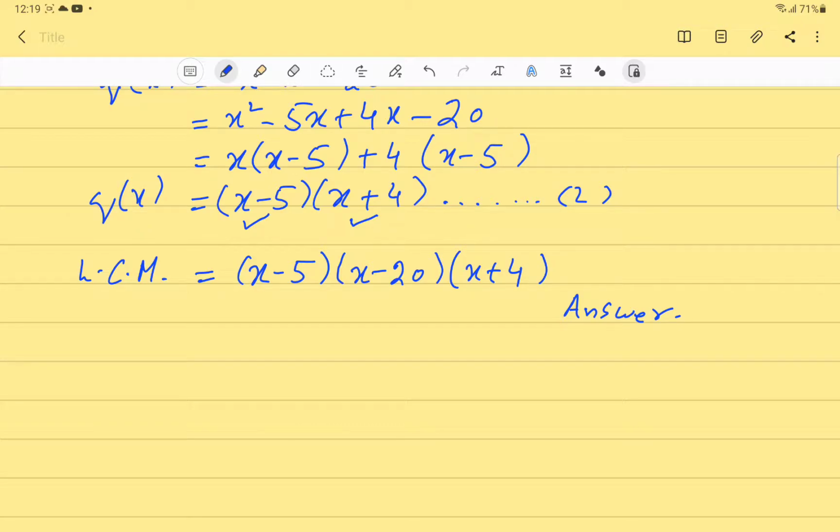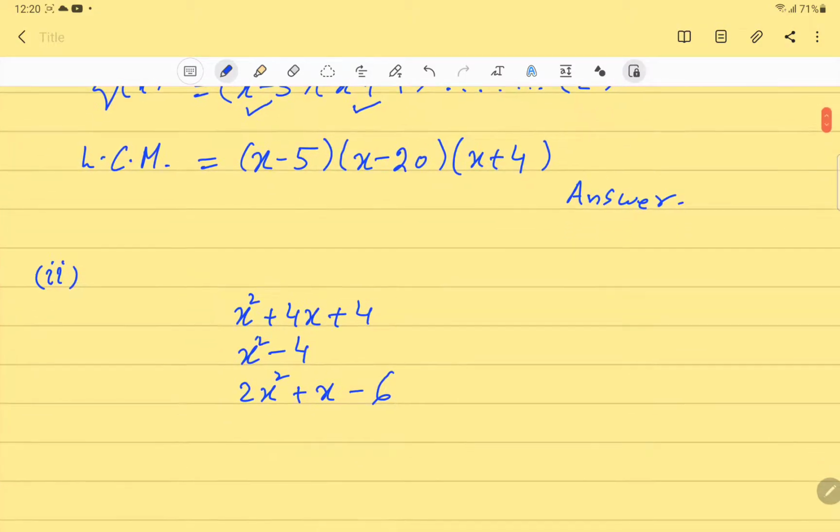Now we move on to our second question. Our second question has actually 3 expressions, so we will write them one by one. The first one is x squared plus 4x plus 4. The second one is x squared minus 4, and the third one is 2x squared plus x minus 6. So these are the three expressions.